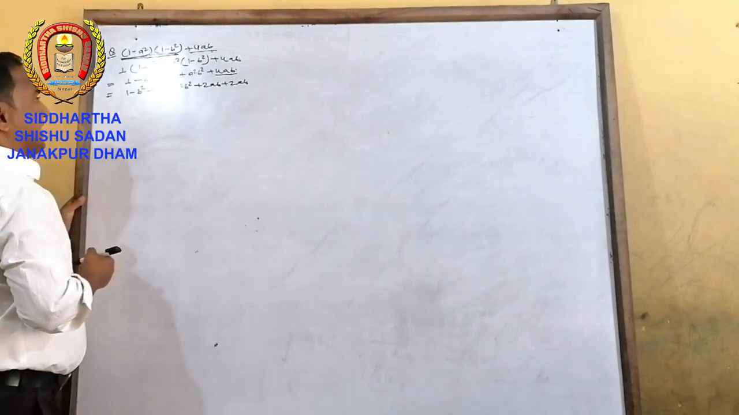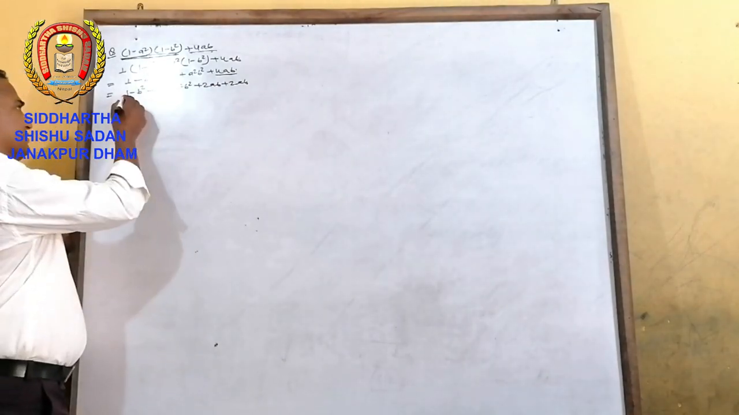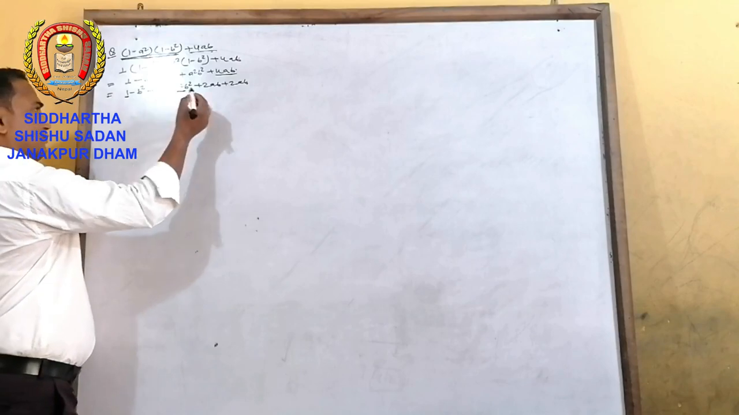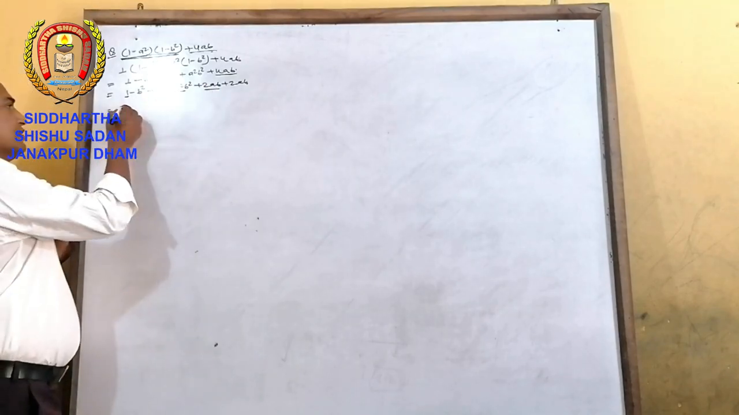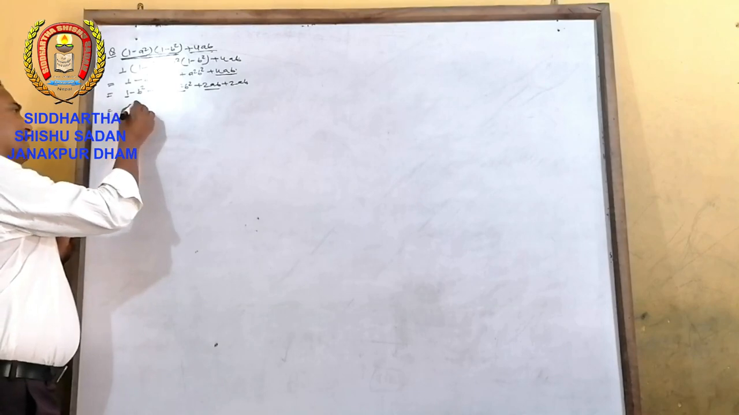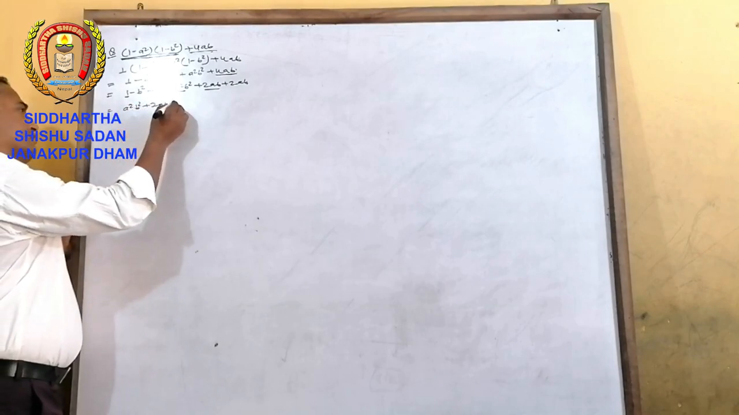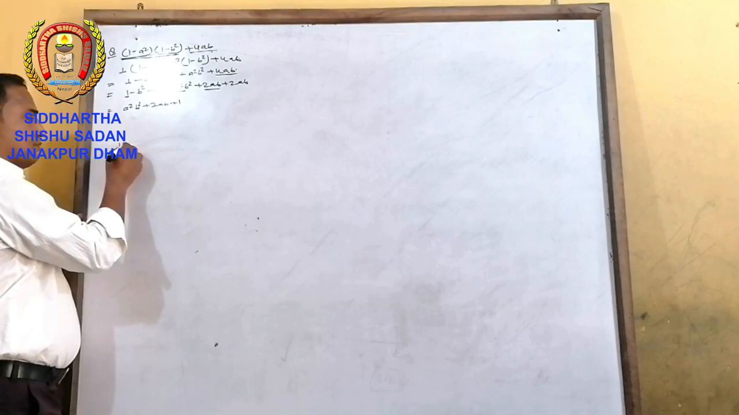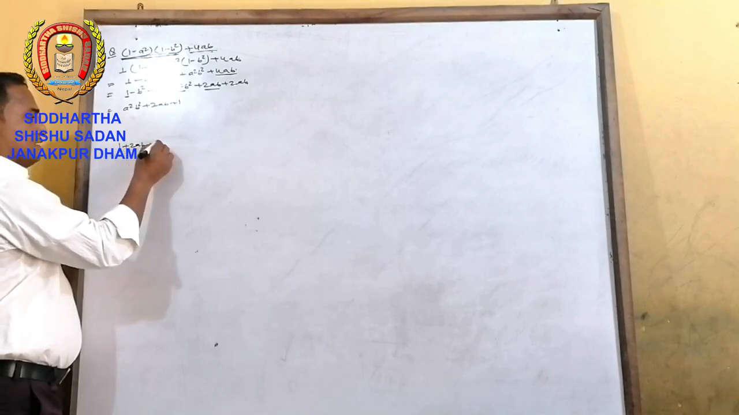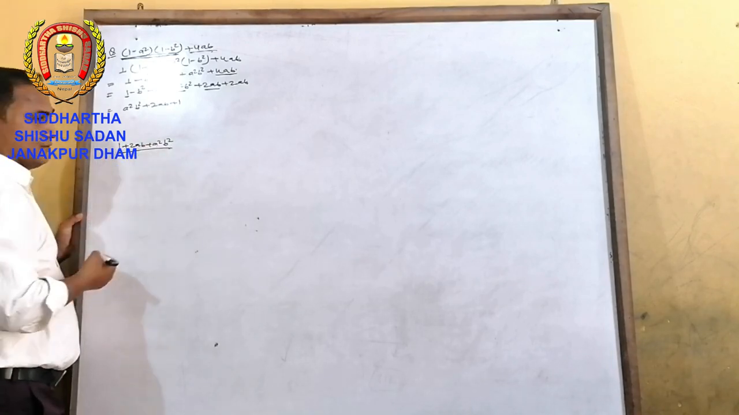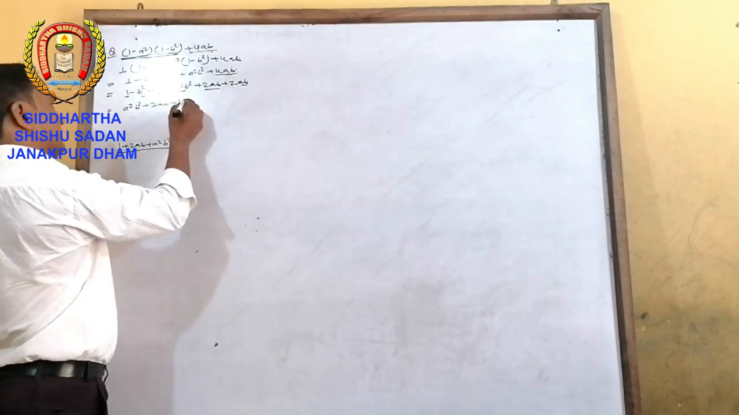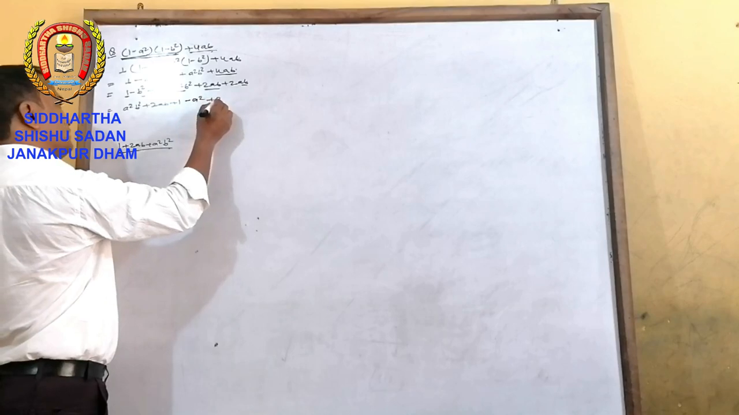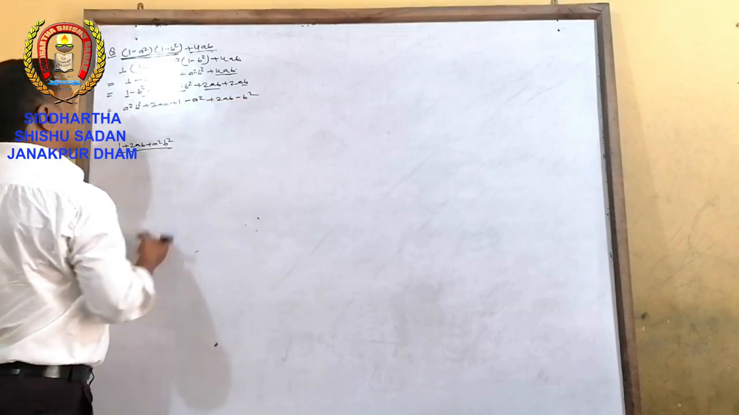First of all, take 3 positive terms: 1, a square b square and 2ab. Take 3 positive terms: a square b square plus 2ab plus 1. We can also write 1 plus 2ab plus a square b square. Like this we can write also. Again the remaining: minus a square plus 2ab minus b square.